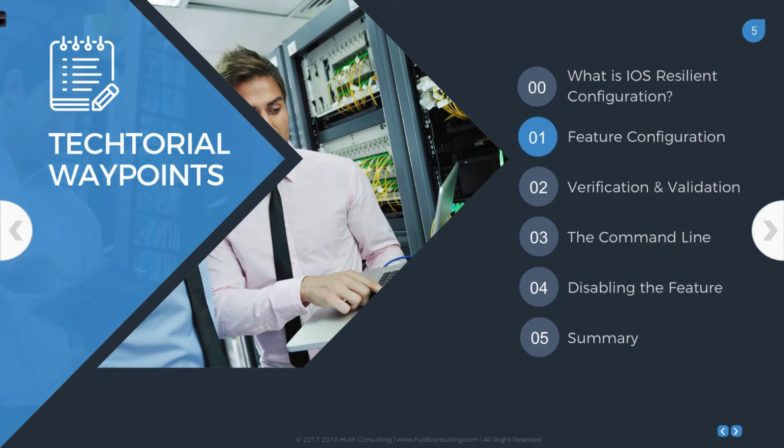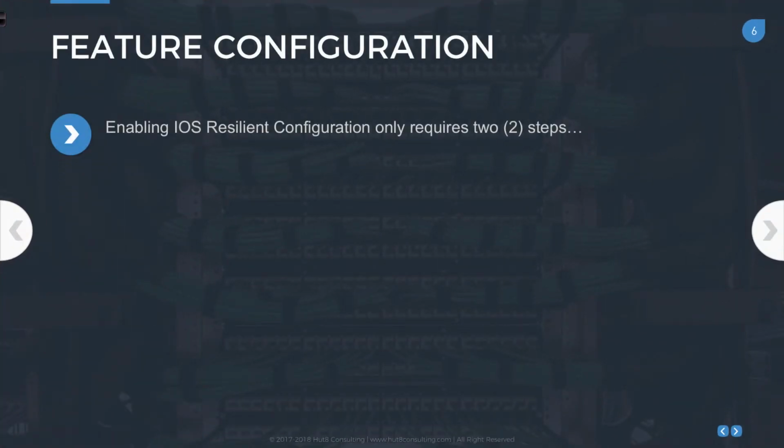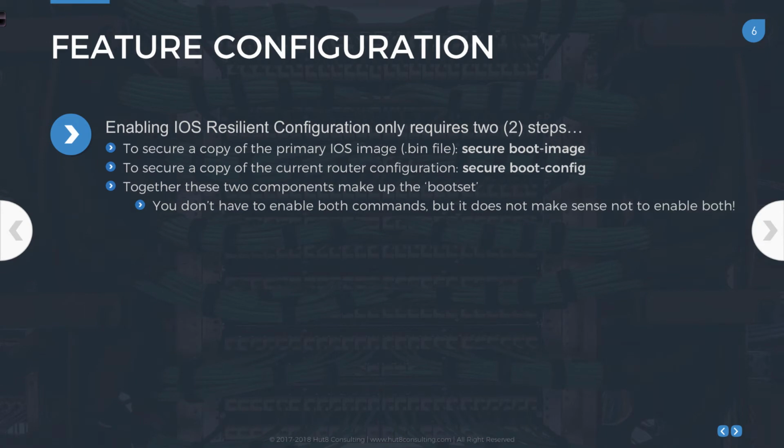So how do we enable IOS Resilient Configuration? Well, it's actually too easy to turn this on. It's two commands. Now, these commands are mutually exclusive, which means you don't have to do both. And when I go to configure those here in a couple of seconds, you'll see that we can do one and not the other. But when you stop to think about it, doesn't it make sense to do both, right? You can't afford not to do both here. It's not costing you anything.